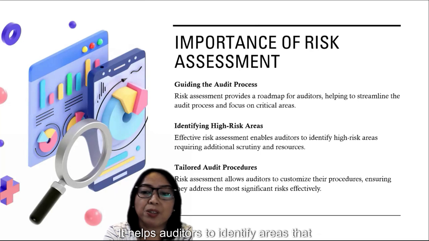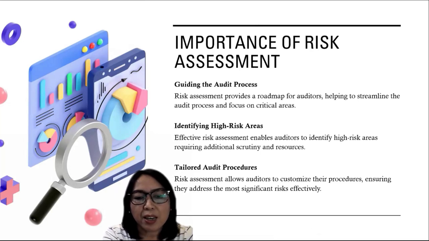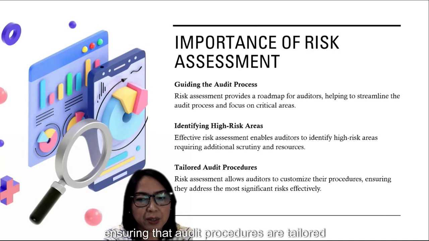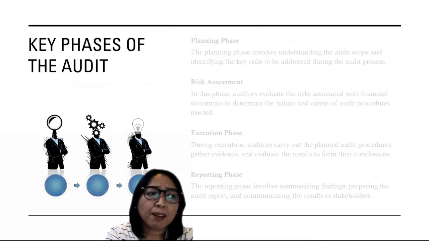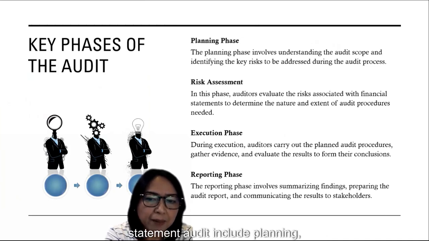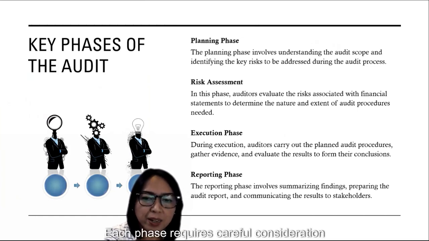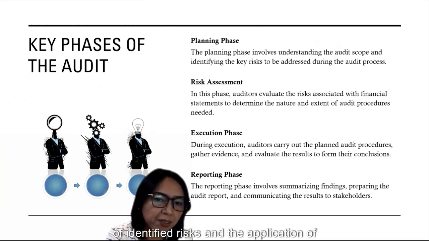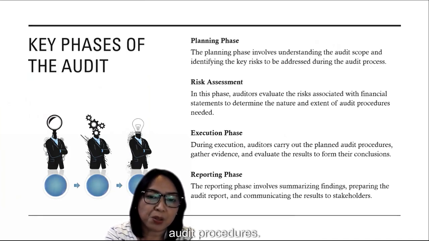So the risk assessment is crucial in guiding the audit process. It helps auditors to identify areas that require more attention and resources, ensuring that audit procedures are tailored to address the most significant risks. So the key phases of a risk-based financial statement audit include planning, risk assessment, execution, and reporting. Each phase requires careful consideration of identified risks and the application of appropriate audit procedures.